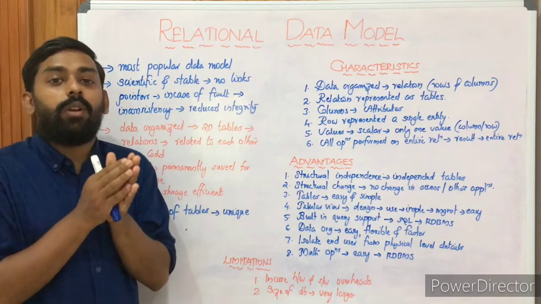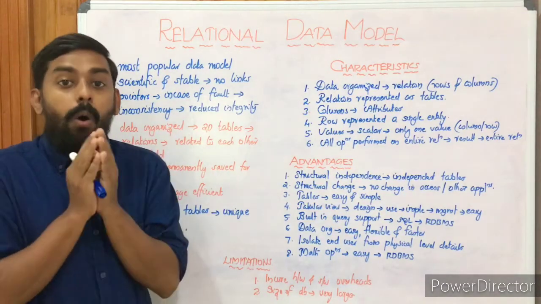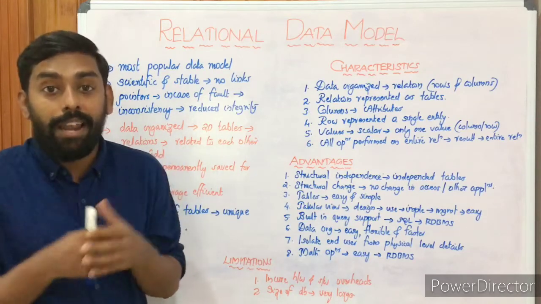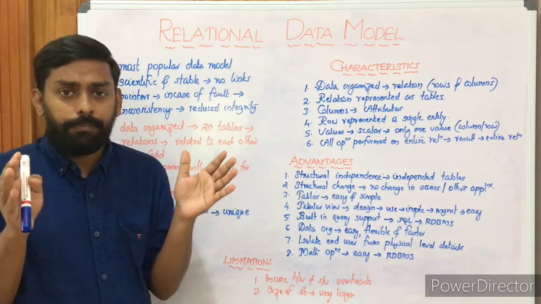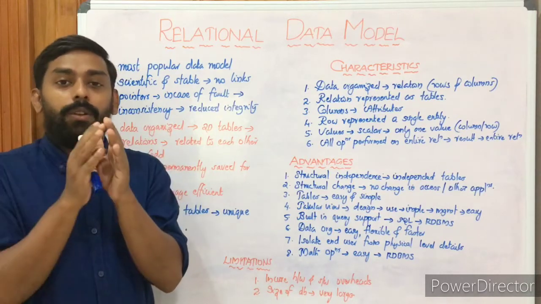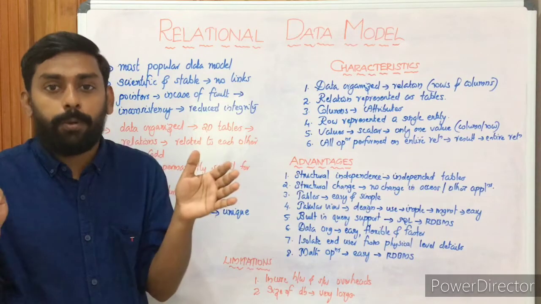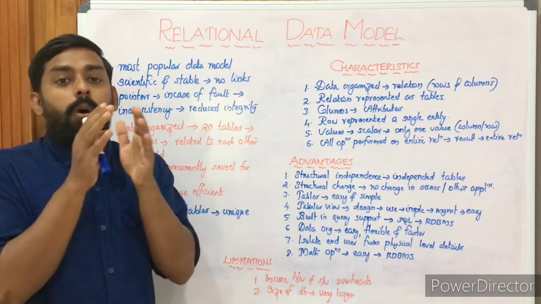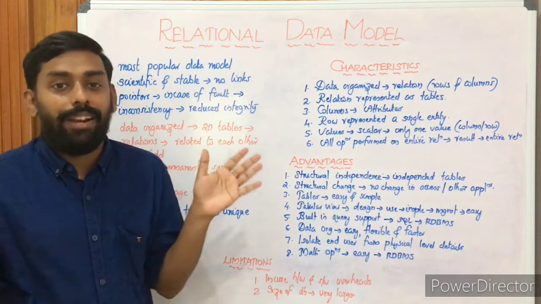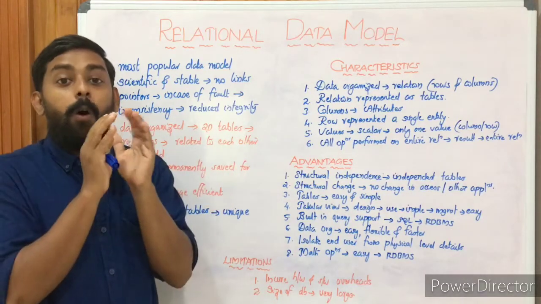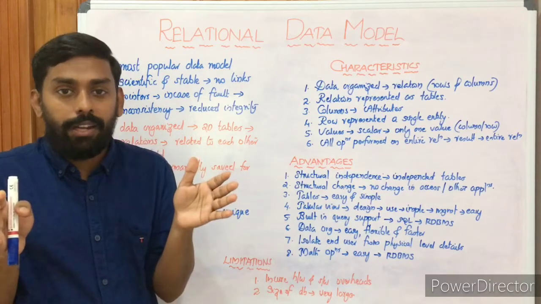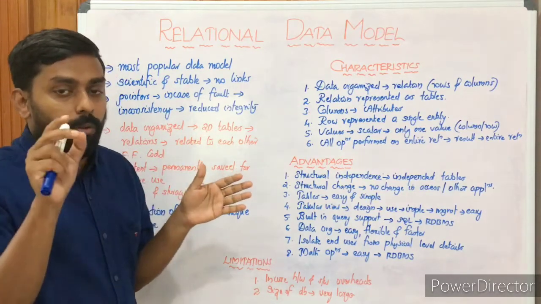We know in the relational data model, we organize data in the form of a two-dimensional table, and it's called a relation, right? A relation can also be termed a table. But there is a specific difference between a table and a relation. All relations are tables, but not all tables are relations. Relation means a table, but all tables are not relations. You got the concept, right?